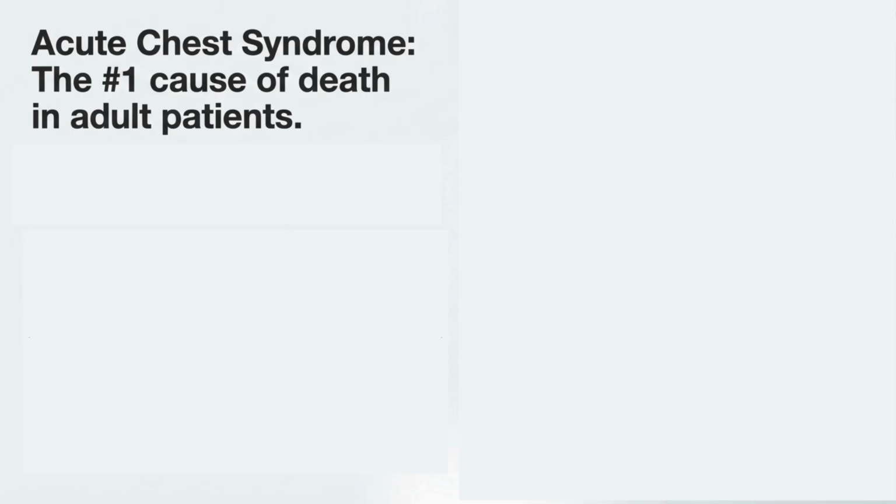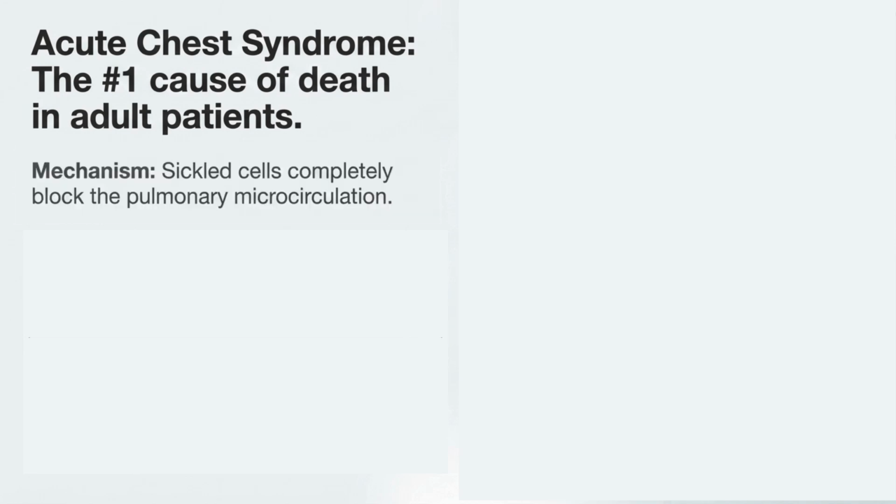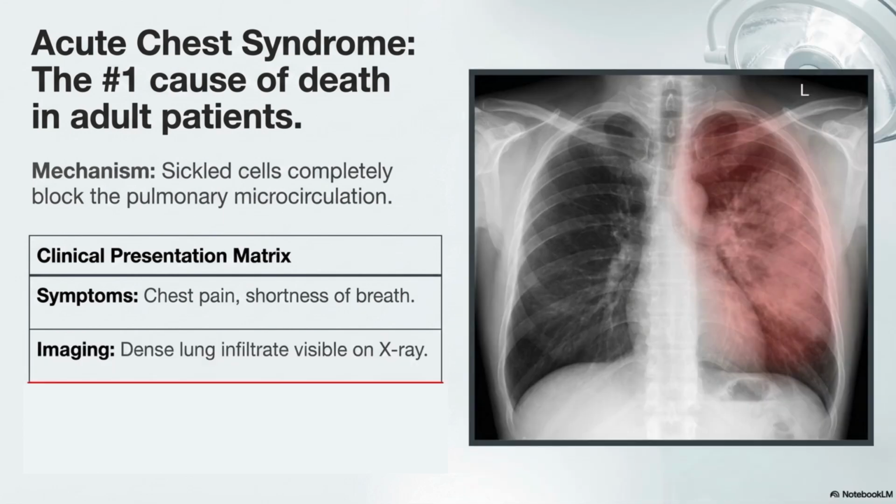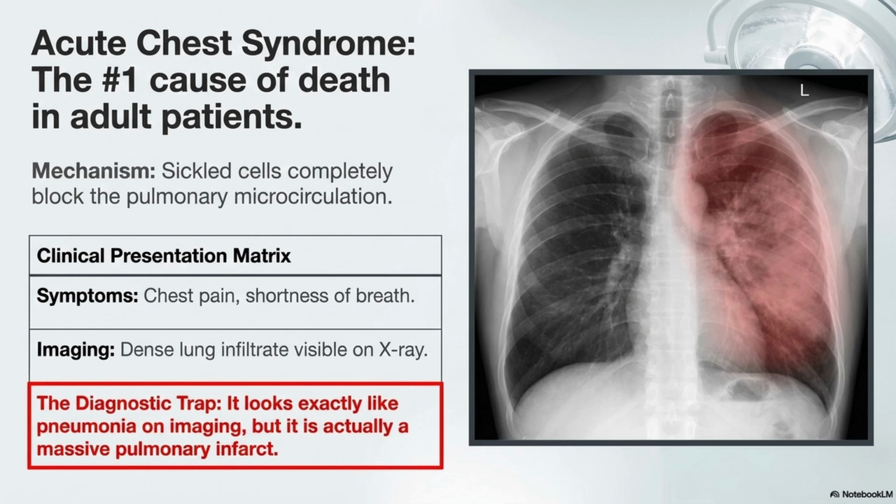But the most lethal traffic jam happens in the lungs. Acute chest syndrome, the number one cause of death in adult patients. Look at the mechanism. Sickle cells completely block the pulmonary microcirculation. The clinical presentation includes symptoms of severe chest pain and shortness of breath. On imaging, you will see a dense lung infiltrate visible on the X-ray. But beware the diagnostic trap. It looks exactly like pneumonia on imaging, but it is actually a massive pulmonary infarct.